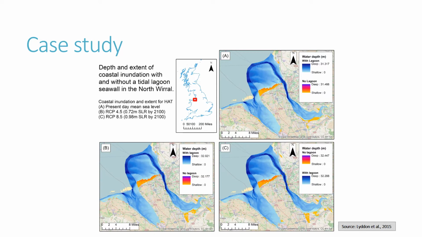The same sea level rise scenarios will run as those seen in the previous slide, but an 11-metre seawall has been digitised into the model grid. This can be seen as a curved semicircle along the northwest coast of the Wirral. This represents our tidal lagoon.